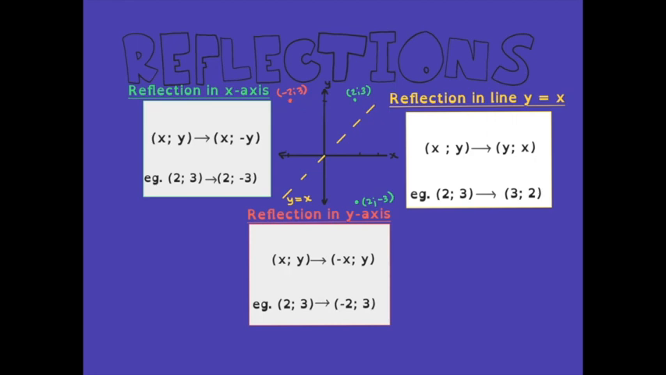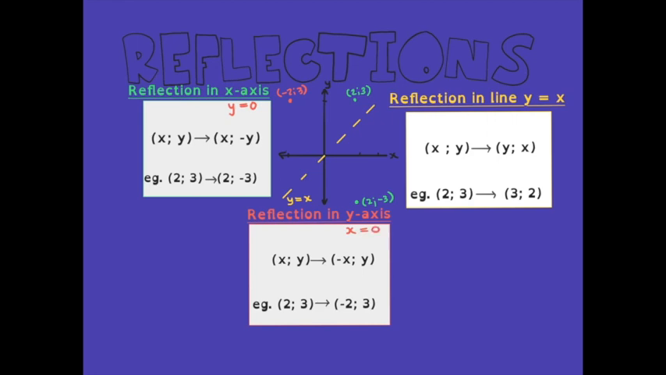So I actually think I'm going to add that in here. So remember, the reflection in the x-axis is also reflecting about the line y equals 0. And reflection in the y-axis is also a reflection about the line x equals 0.